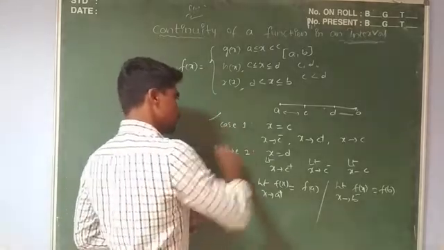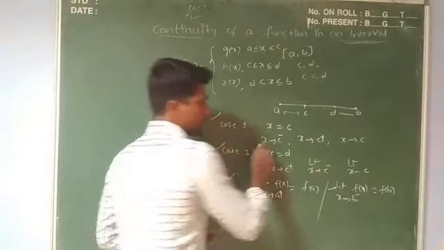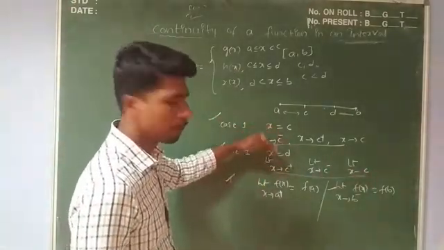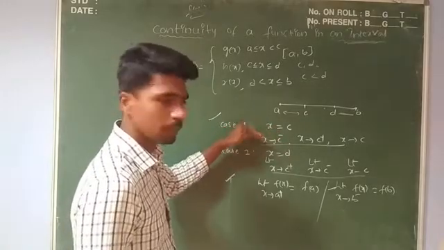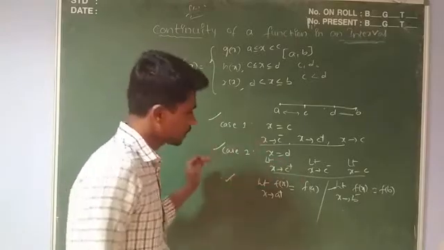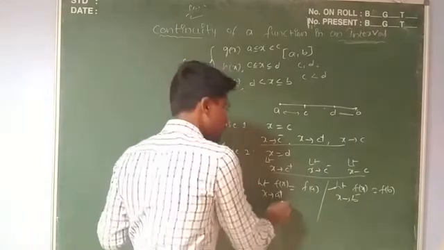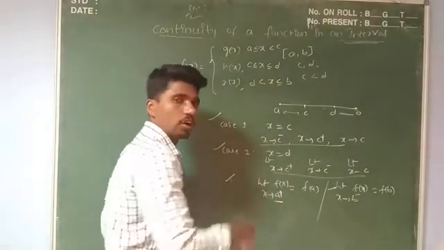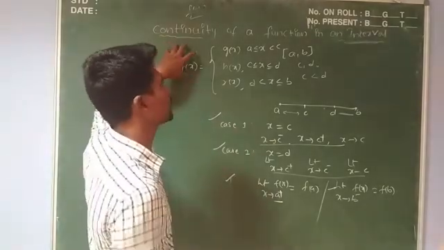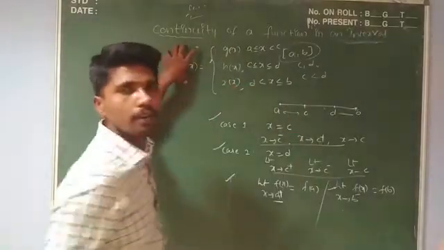Case 1, case 2, case 3, case 4. Again in case 1 and case 2 we get 3 subcases. By proving all this, by making all these the same, the function is continuous at C, continuous at D, left continuous at B, and right continuous at A. If I am able to prove all of this, then I can say the function f of x is continuous in the interval a comma b.